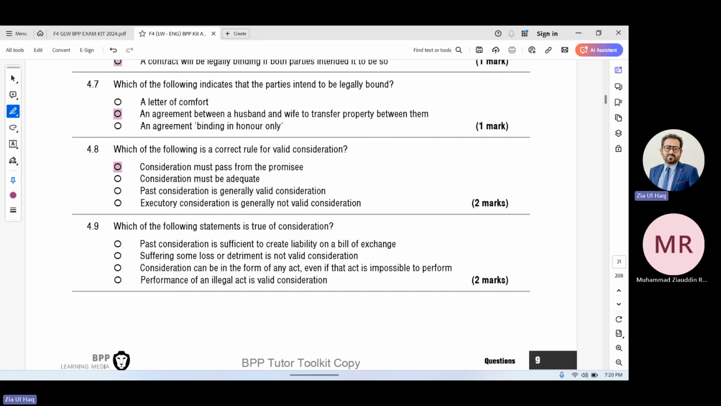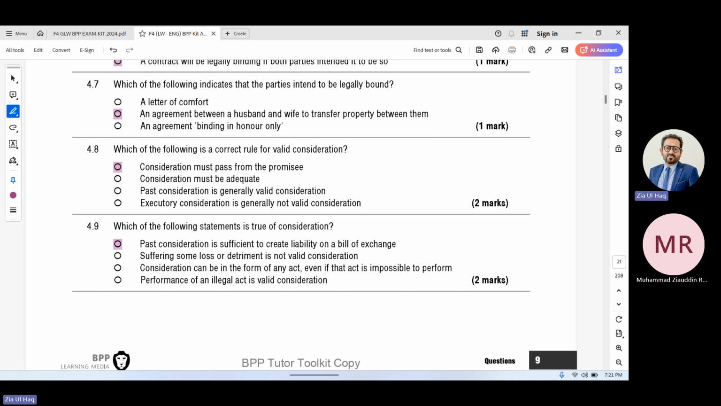Which of the following statements is true of consideration? Past consideration is sufficient to create liability on a bill of exchange. Yes, in the case of a bill of exchange, only past consideration will be considered sufficient consideration. Otherwise, past consideration is not sufficient consideration. Suffering some loss or detriment is not valid consideration. Now, if one party has suffered some loss due to breach of contract, they can.